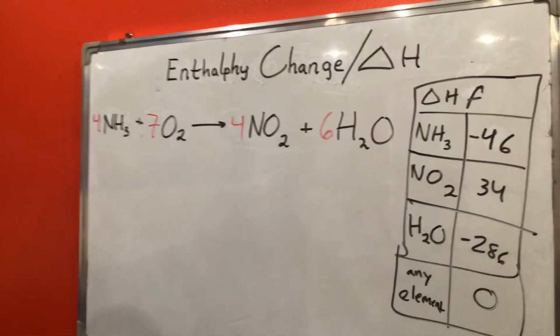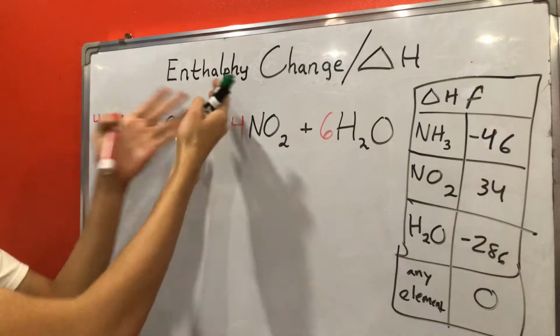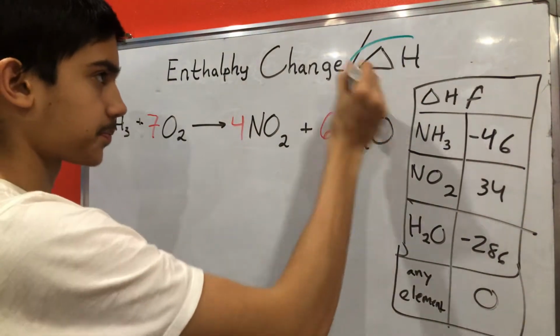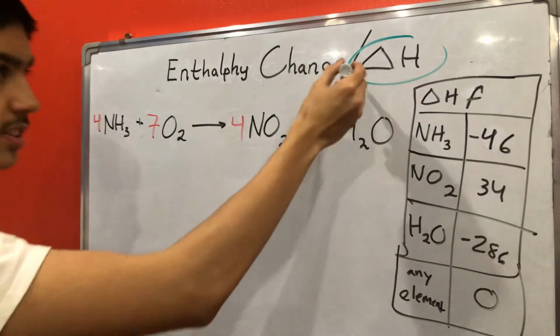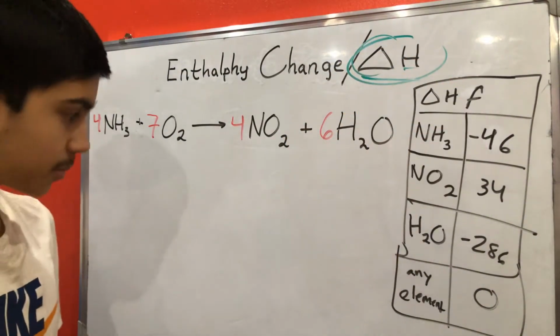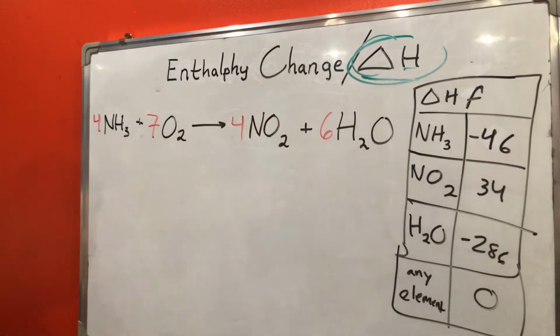So we have to calculate the enthalpy change, and whenever we say calculate enthalpy change, it's the same exact thing as just saying calculate delta H, okay? The delta is change and H is enthalpy, so change in enthalpy. So they're going to say, calculate the enthalpy change for this reaction.